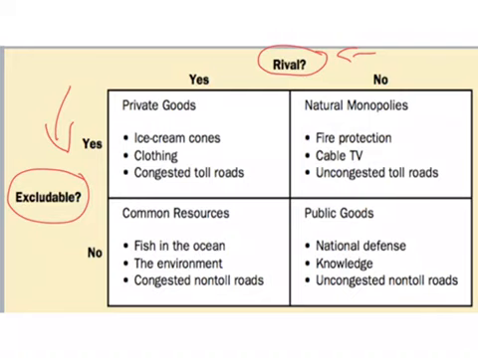So let's first start with the private goods. If you look here in our little chart, you'll see that private goods are both rivalrous and excludable. And this makes a lot of sense, because private goods are products that are produced and sold in the private market. If you think about ice cream, or clothing, or even congested toll roads, they are excludable. Why? Because you have to pay for them. If you do not have the money to pay for them, or if you have not paid for a toll tag on a toll road, for instance, then you will be excluded from those goods and services. But because these goods and services are scarce, because they're limited in supply, this also makes them rivalrous.